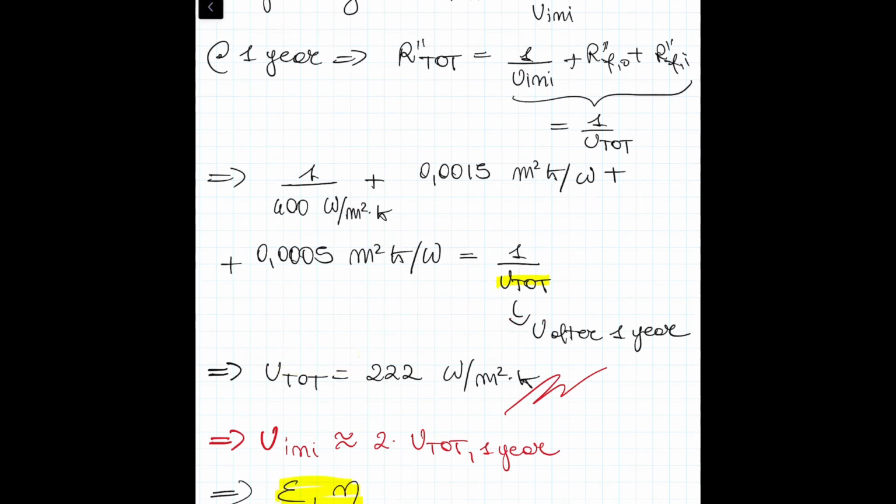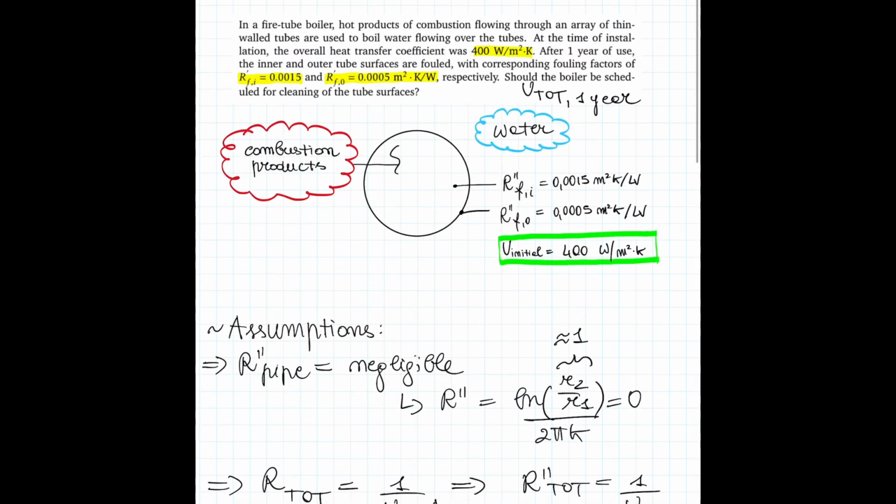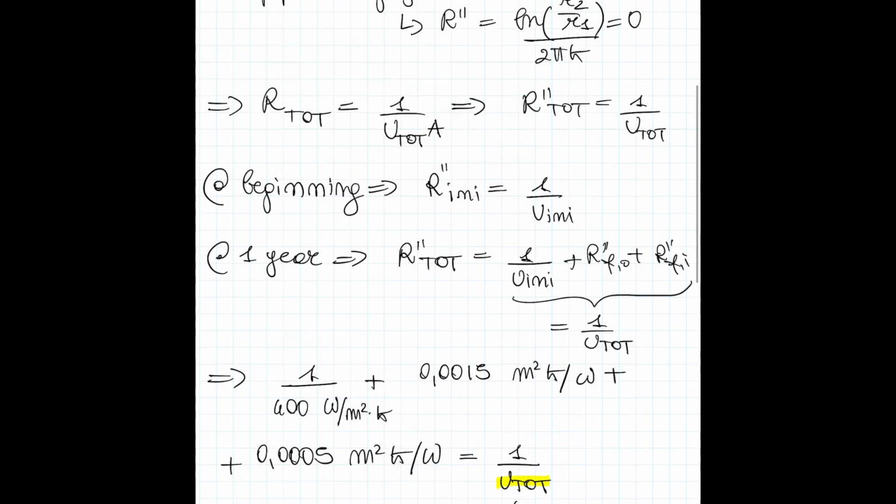So please bear this in mind. It is clear that fouling makes the overall heat transfer coefficient as well as the effectiveness and the efficiency of the system decrease considerably with time. Therefore, to answer the question, yes, the boiler should be scheduled for cleaning on the tube surfaces.